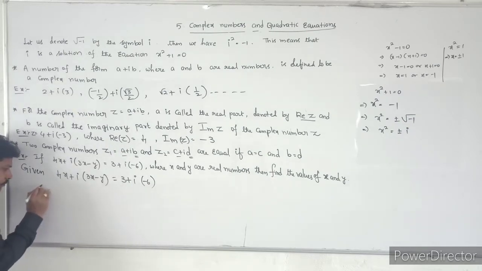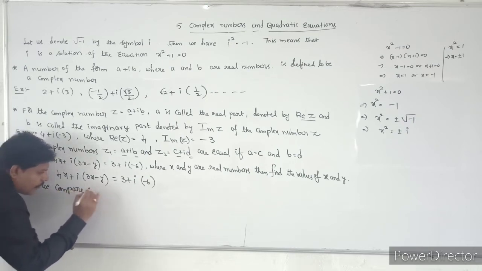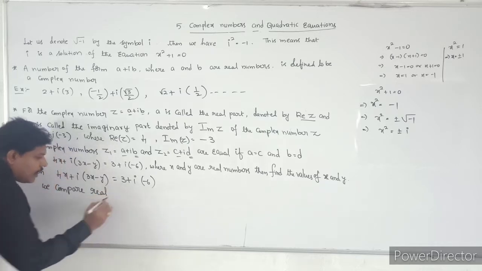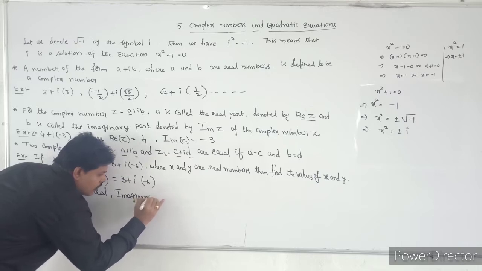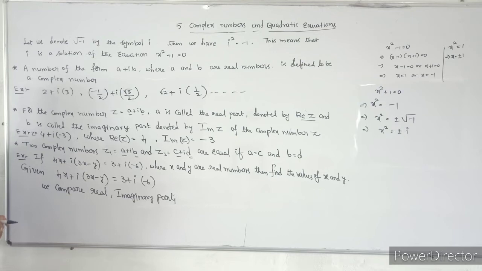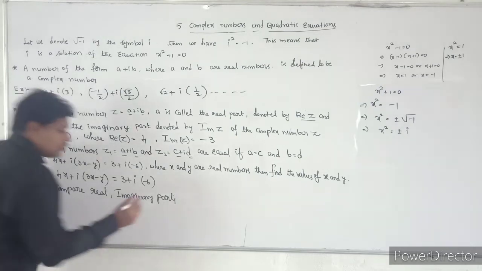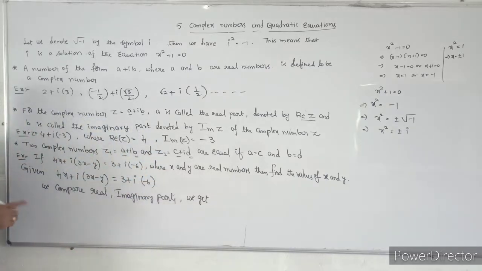We compare real and imaginary parts. So what will we compare? First we will take the real parts. What is the real part here? This is the real part of the first complex number, and the real part of the second complex number is 3.